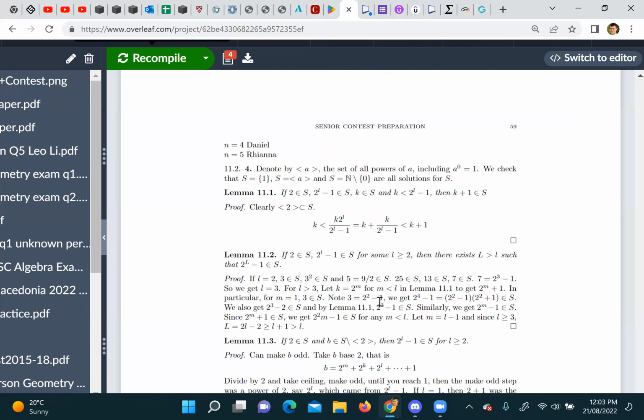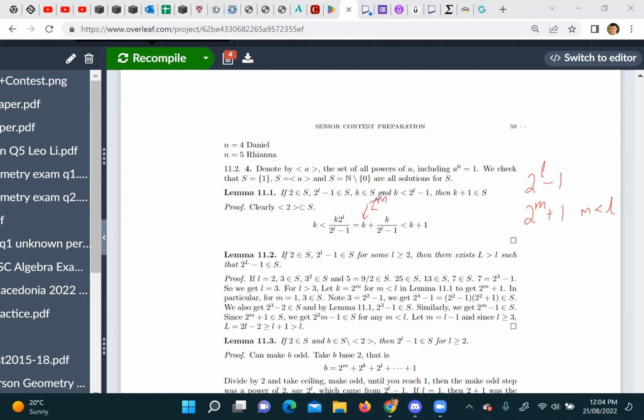Oh, I see. And then you set m to be L minus 1. Bro, this difference of squares. Wait, so you're assuming you have a 2 to the L minus 1? Yeah, I haven't explained how I got that yet. This difference of squares. So I got 2 to the L minus 1, yeah? And then I got 2 to the m plus 1 for m less than L, yeah? That's just letting k equal 2 to the m, yeah?